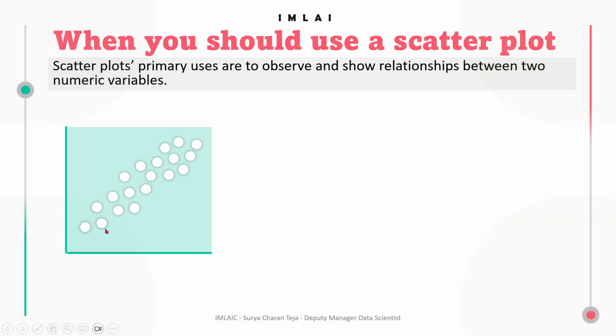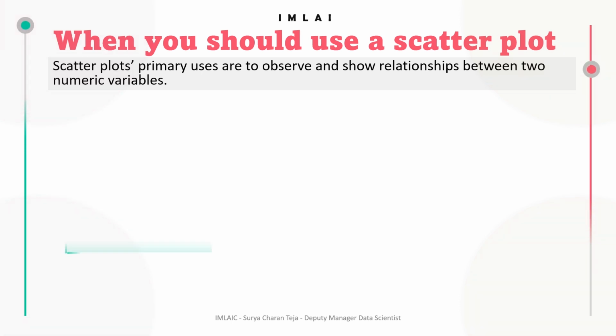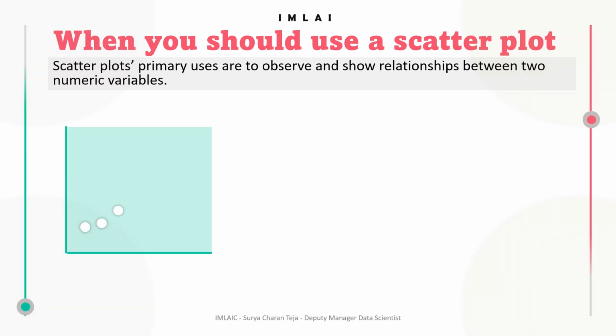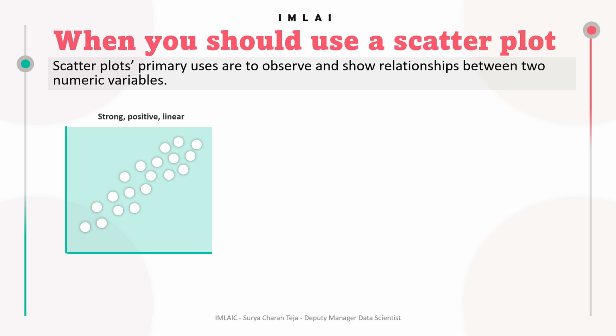Now the first type of scatter plot representation that you can see on the screen. They're positively related, positively correlated, tightly packed, and linear. Hence we call this relation strong positive linear.